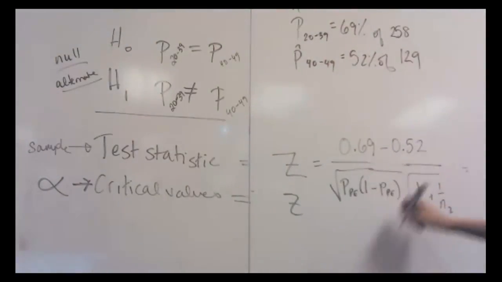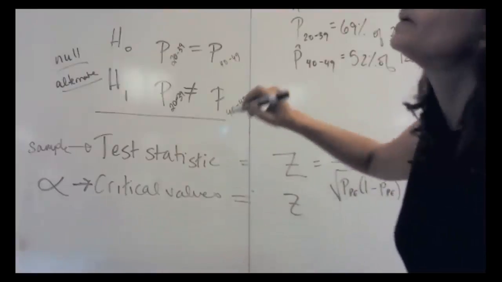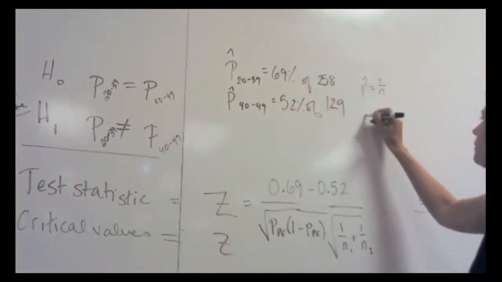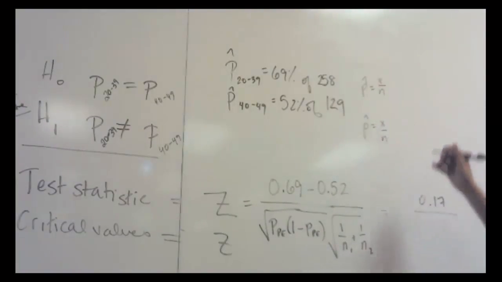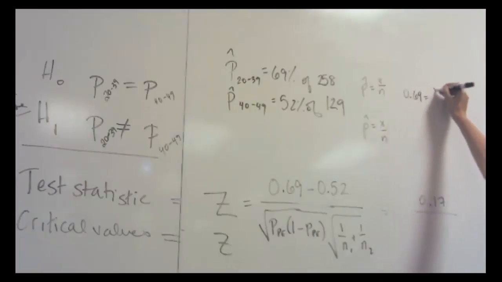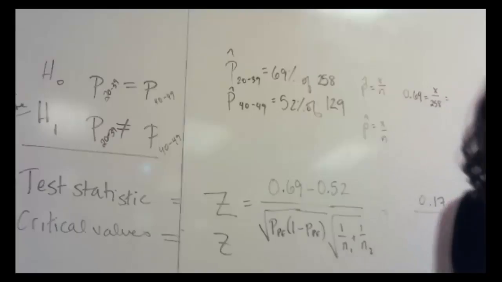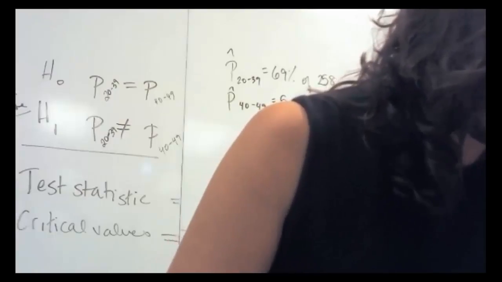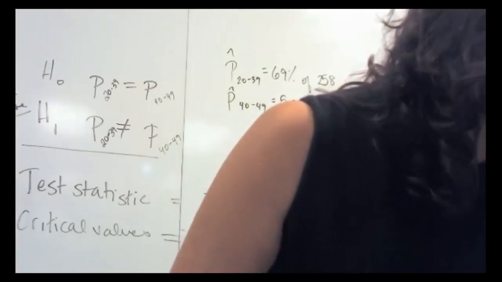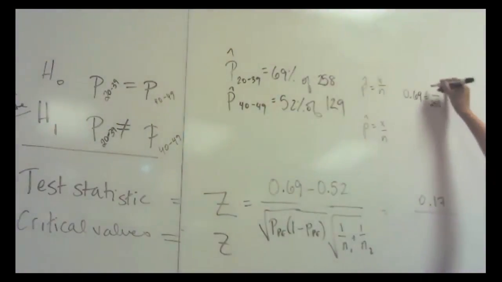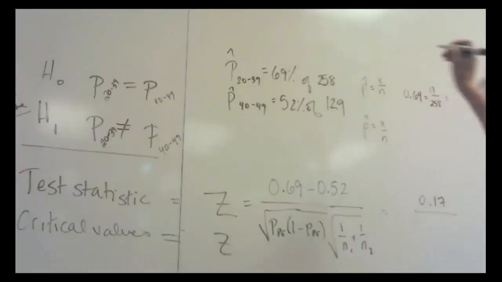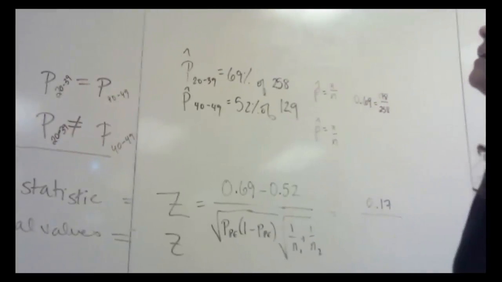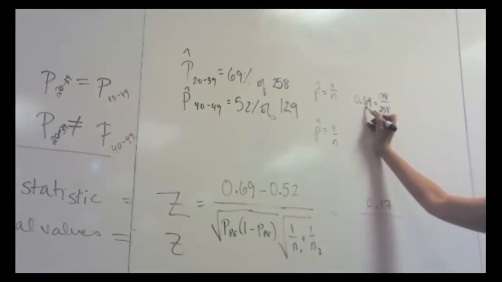Okay, so how do I do the pooled estimate? Well, remember, p hat equals x over n. So 0.69 equals x over 258. In other words, 69% of the 258 people is approximately 178 people out of the 258 people. That's 69%.